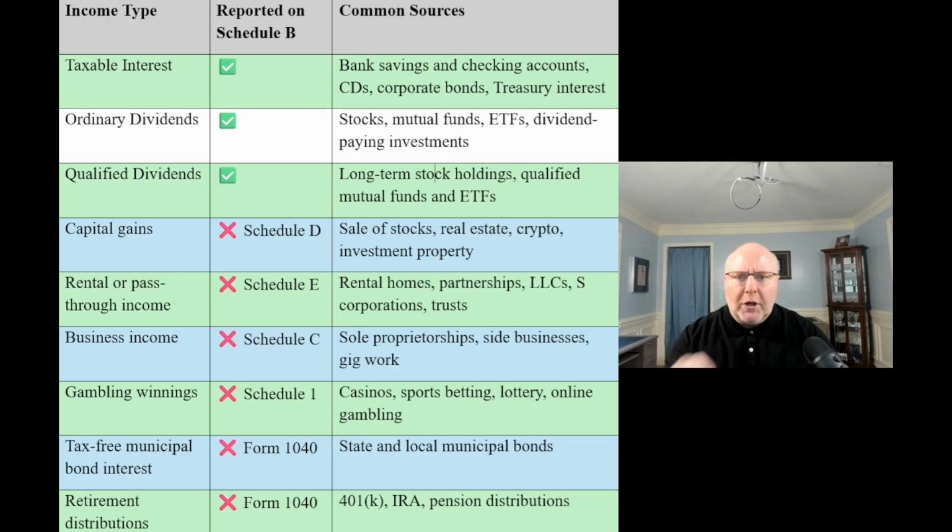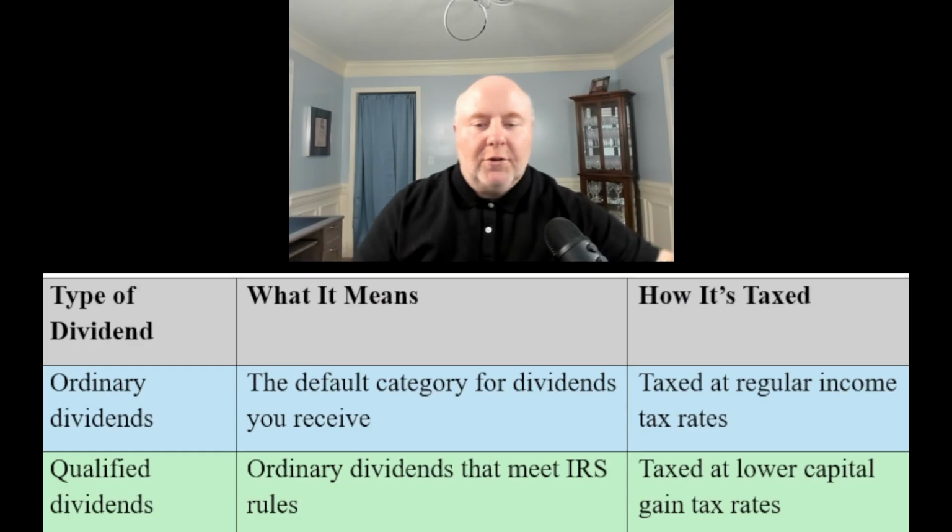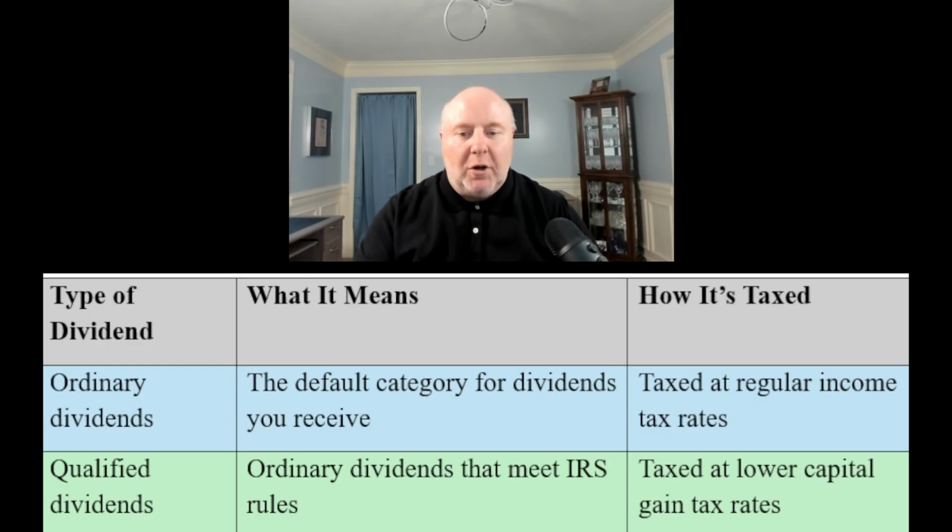So here's what we're going to go do next. We're going to go look to see what the difference is between an ordinary dividend and a qualified dividend. So that's our next step on understanding our Schedule B. So let's go over there and do that right now. So let's go ahead and take a look at what distinguishes an ordinary dividend from a qualified dividend.